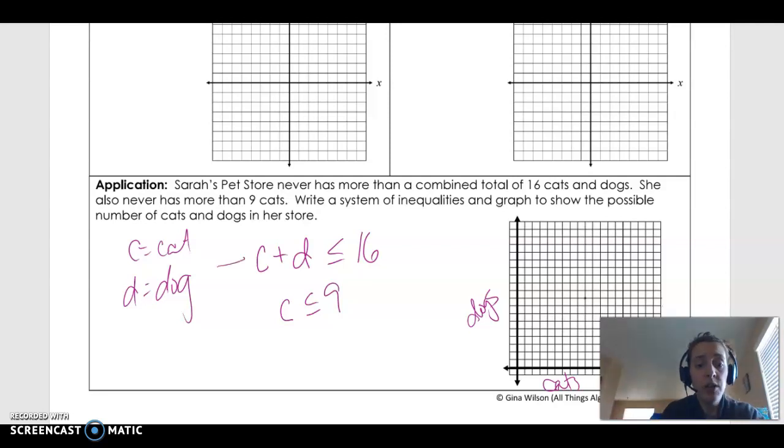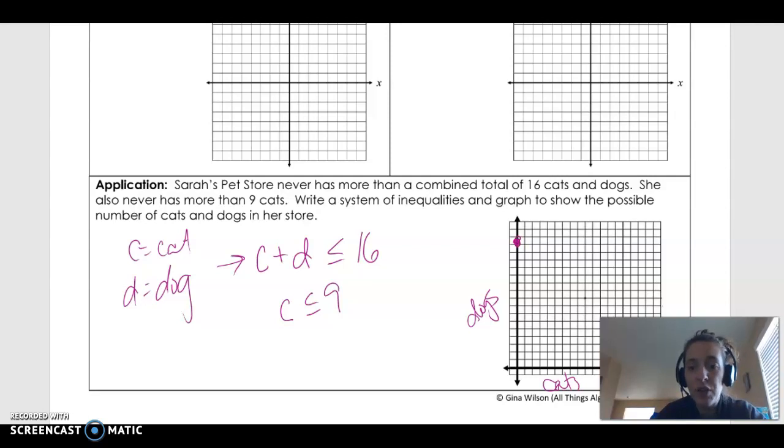Let's do this top one in purple. C plus D is less than or equal to 16. That tells me that I can use my intercepts, because we talked about how we can change this to slope intercept form and graph it, or I can use my intercepts to graph it. If my cats are 0, then I would have 16 dogs, which would be 1, 2, 3, 4, 5, 6, 7, 8, 9, 10, 11, 12, 13, 14, 15, 16. And if my dogs were 0, then I would have 16 cats.